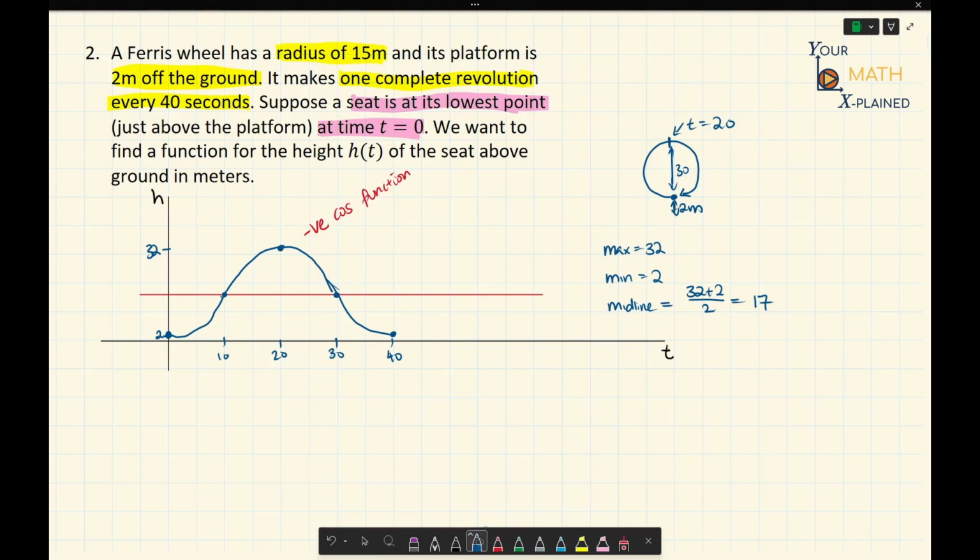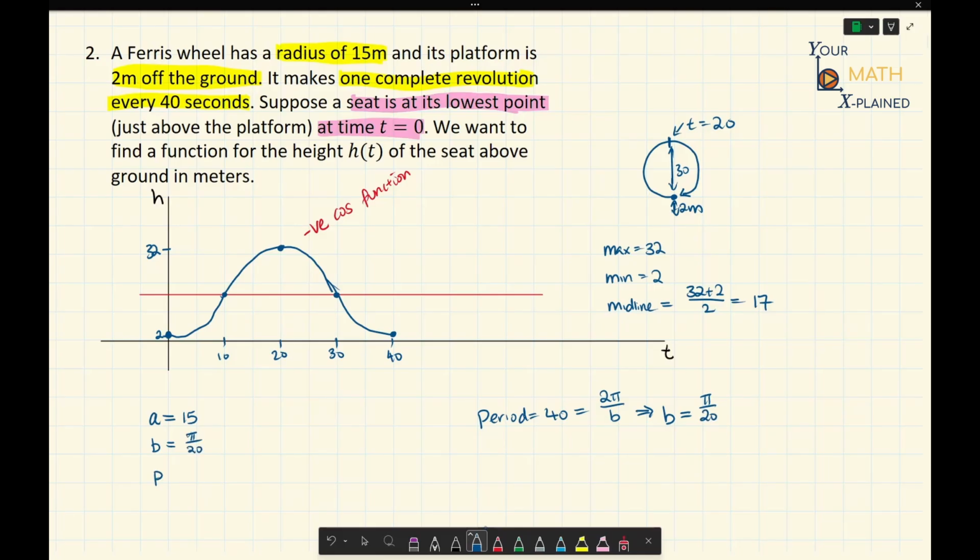So let's go ahead and write down our important values. Our a here, which is the amplitude, is equal to the difference between the maximum and the midline. So that is going to be 15. Our b value here, we can calculate it using our period. So looking at our graph, we can see that one full rotation happens after 40 seconds. So that means our period here is equal to 40. And that is equal to 2 pi over the b value. So solving for b is going to give us b is equal to pi over 20.